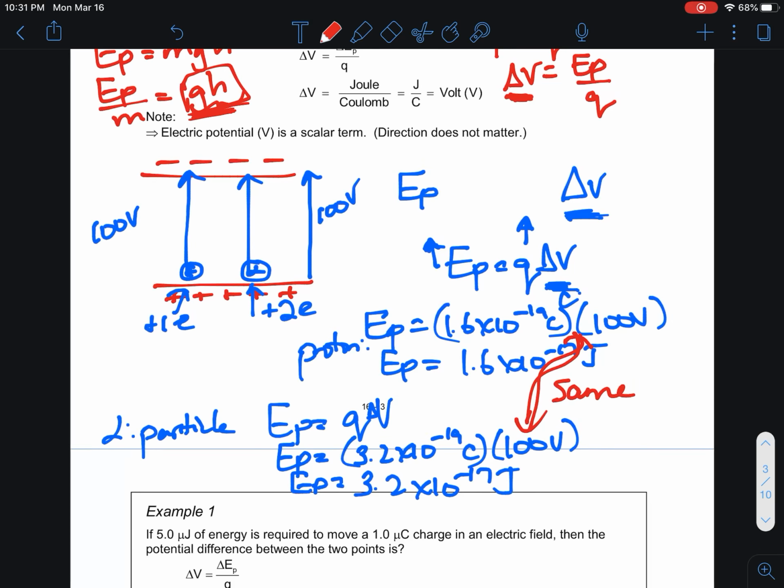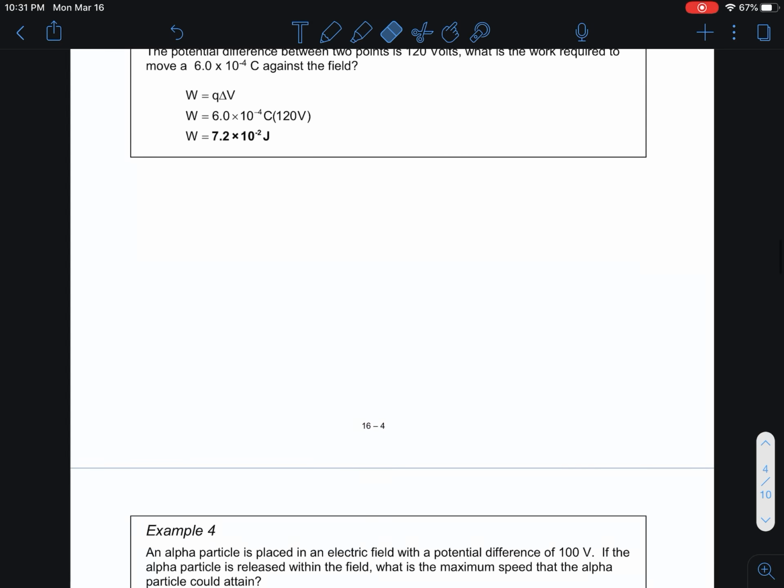And your potential energy is doubled in the case of an alpha particle because of the double amount of charge. Position, same, charge, different. Let me see if I do have some space down here. Okay, and one more example of this, again with position. So I'm just going to give you a single charge particle this time.